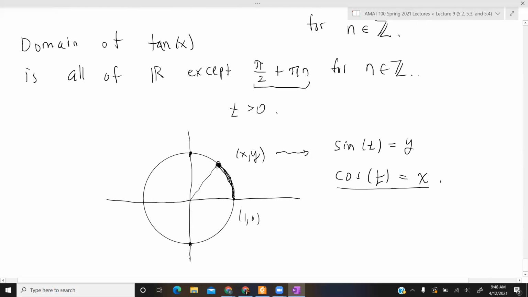Now, I travel t, but then if I also travel pi, that's like 180 degrees. Pi is the same as 180 degrees. So it means I travel diametrically. I go all the way around to maybe here. So these points are diametric on the circle. So I land over here.